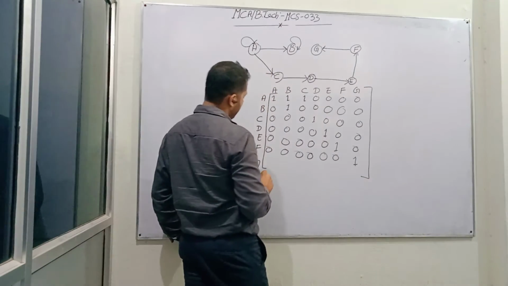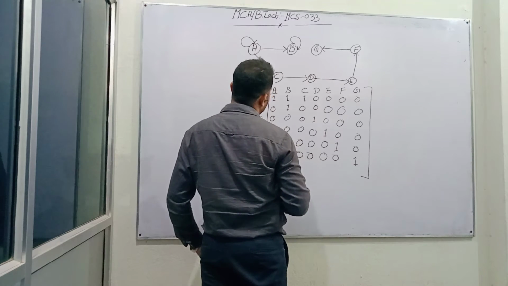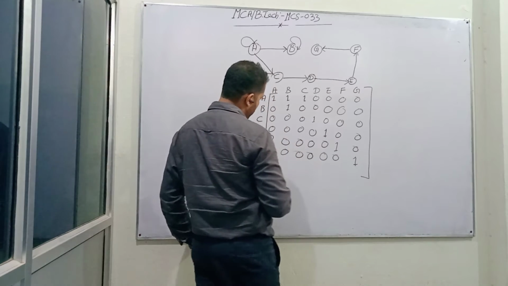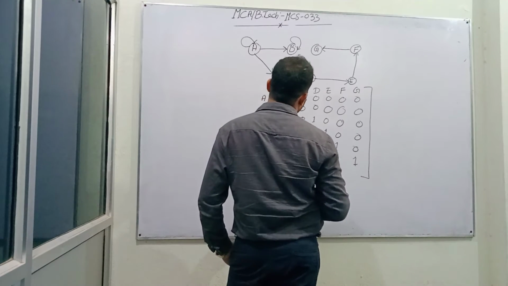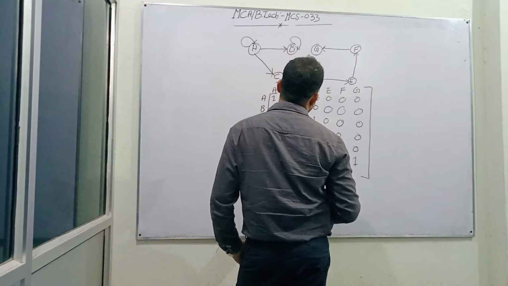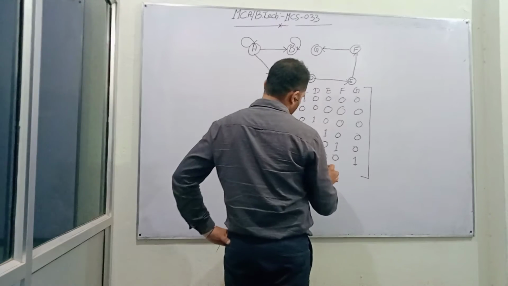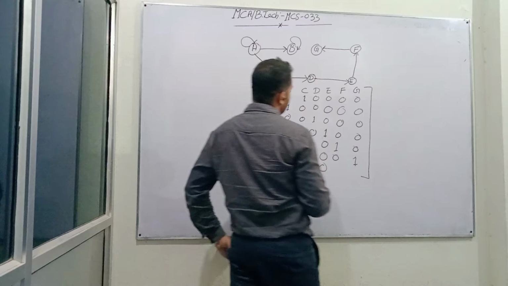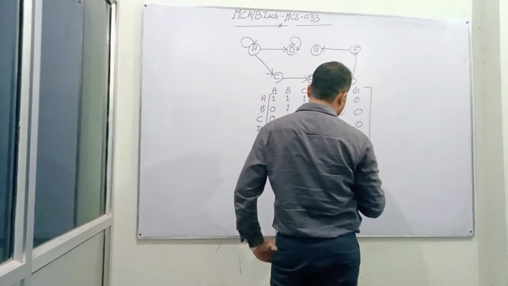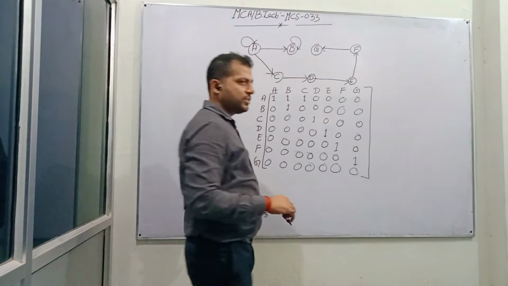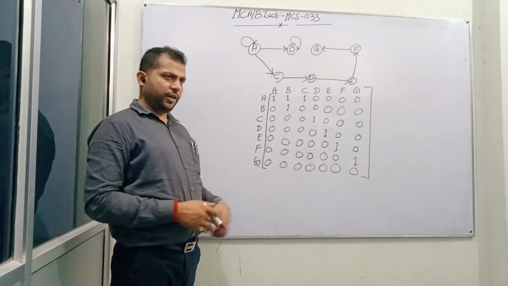Again we will check the next vertex G. Is G visited to A? No, not at all. So here we will write 0. G to B, not visited, so 0. G to C, not visited, 0. G to D, not visited, 0. G to E, not visited, 0. But G does not go anywhere, because this is the last vertex, so all will be 0. Yes or no? So class, I think you have understood how we can do it.